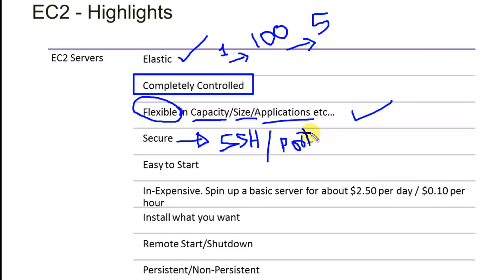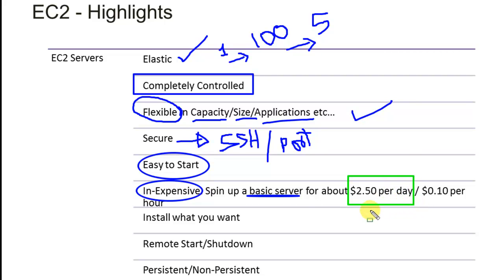We'll see this through an example here. So not a problem, it is very easy to start. Inexpensive means that it is very cheap. You can spin up a basic server for about $250 per day. So think about that. Just $250 per day, you get a server. It is so cheap.